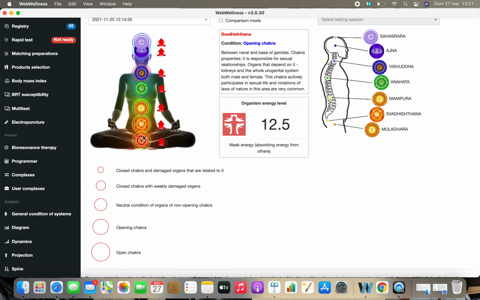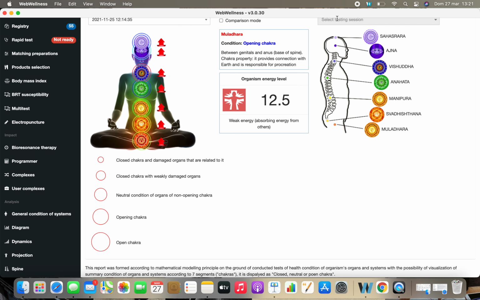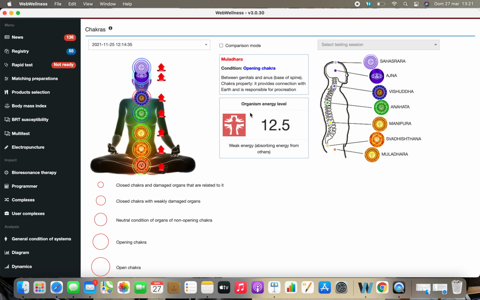Clicking on each chakra, you can see the explanation and the names written here. Here we can see the organism energy level, weak energy, absorbing energy from others. In the information letter, you will be able to read about the levels and which level is considered good and which is considered weak.